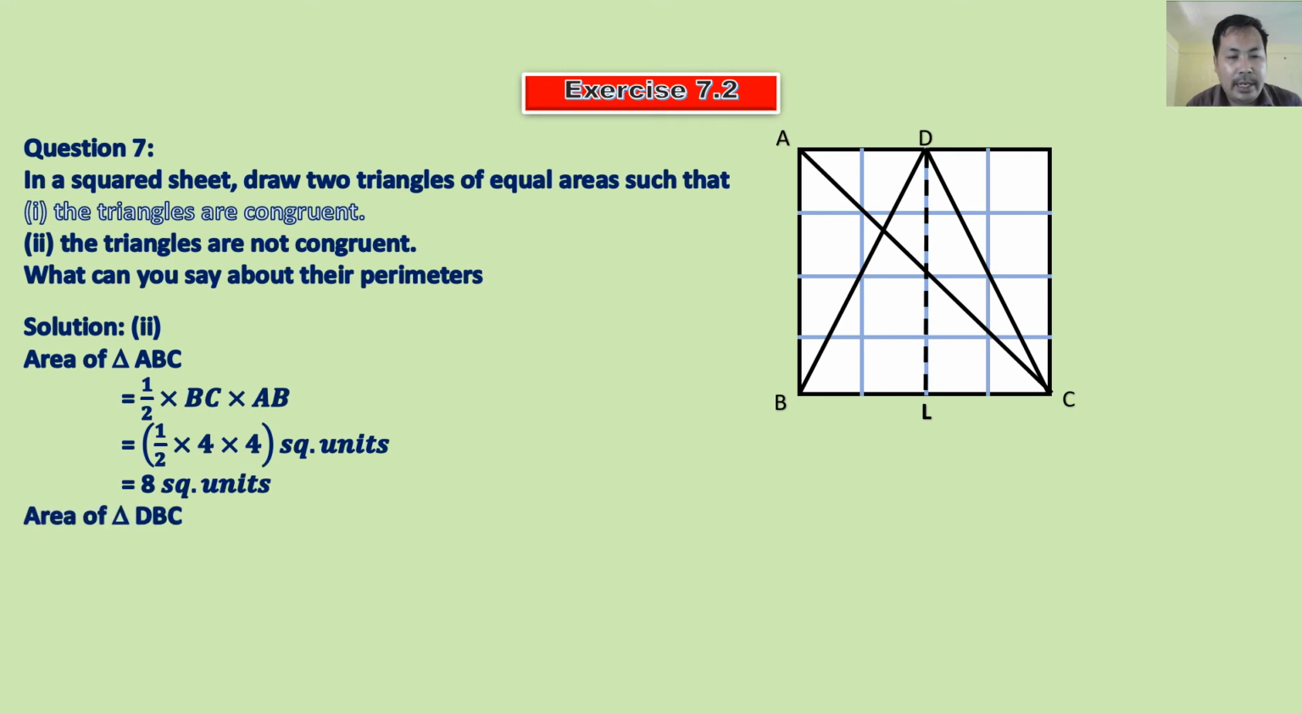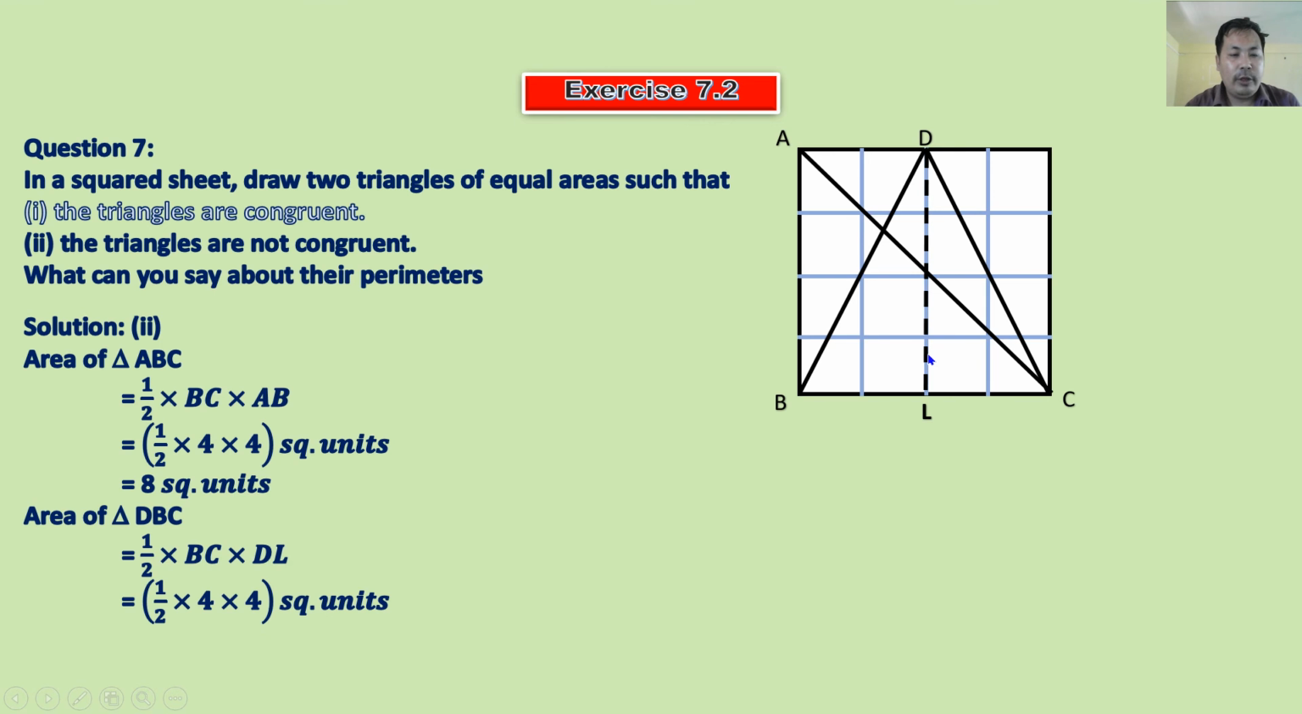Again, the area of triangle DBC will also be half base into altitude. So what is the base here? The base will be BC, and the line drawn here, DL, is the altitude. The line on which the foot of the altitude falls is called the base. So this base is BC, and then you can see DL. Let's see how much area we are getting.